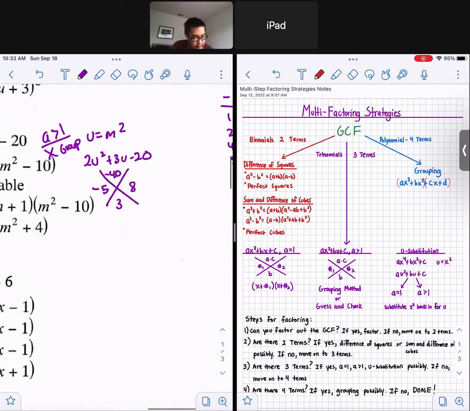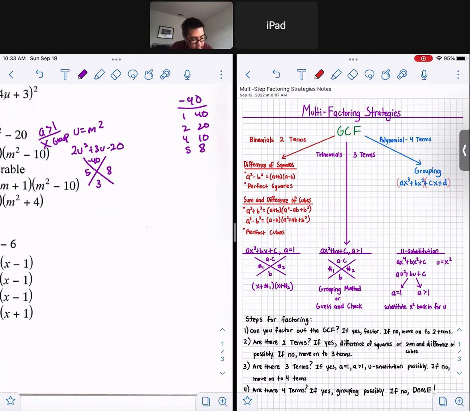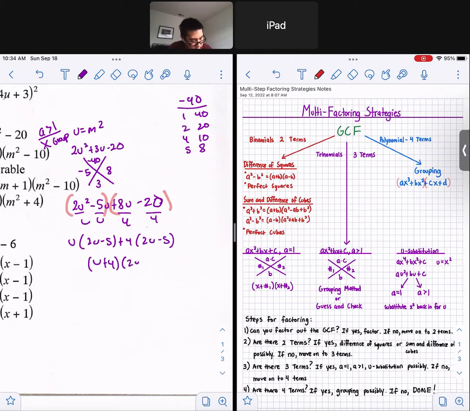But remember, since a is greater than 1, we got to do x method, which is what we just did, and we got to group it. The 4 terms here, right? But then the 3u becomes the -5u and the 8u. First term, the 2 middle terms, and your last term. And now group. You can factor out a u from both of those, and you can factor out a 4 from both of those. So u times 2u minus 5 plus 4 times 2u minus 5. u plus 4, 2u minus 5.